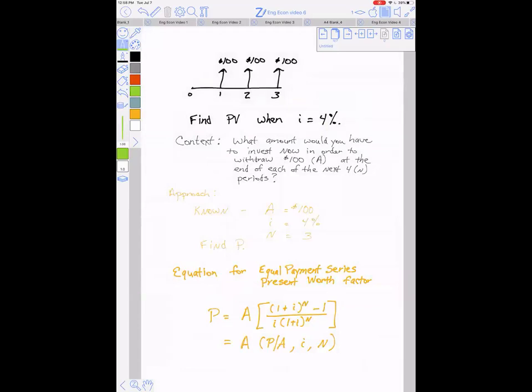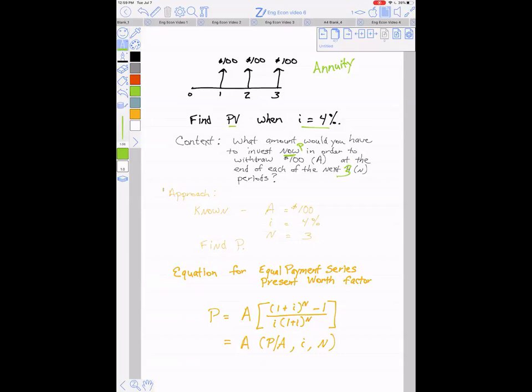So let's go ahead and find the present value and future value of this annuity. We'll solve this one. Find the present value of that annuity when the interest rate is 4%. Just to put a little bit of context to it, what amount would you have to invest now, today, present, in order to withdraw $100, an annuity, at the end of each of the next 3 periods? What amount would you have to put in the account now in order to withdraw $100 at the end of the next 3 years?